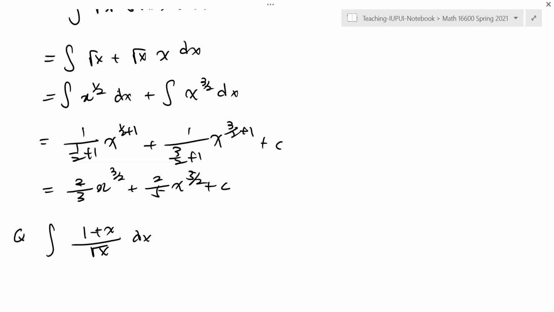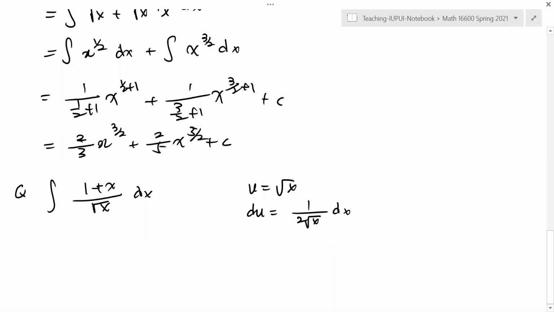Yeah, you can use a substitution, no problem. You can use substitution in this case. u equals square root of x. Then du equals... So you can get here on the top 1 plus x is u squared, and the dx is twice of that, 2u du, right?